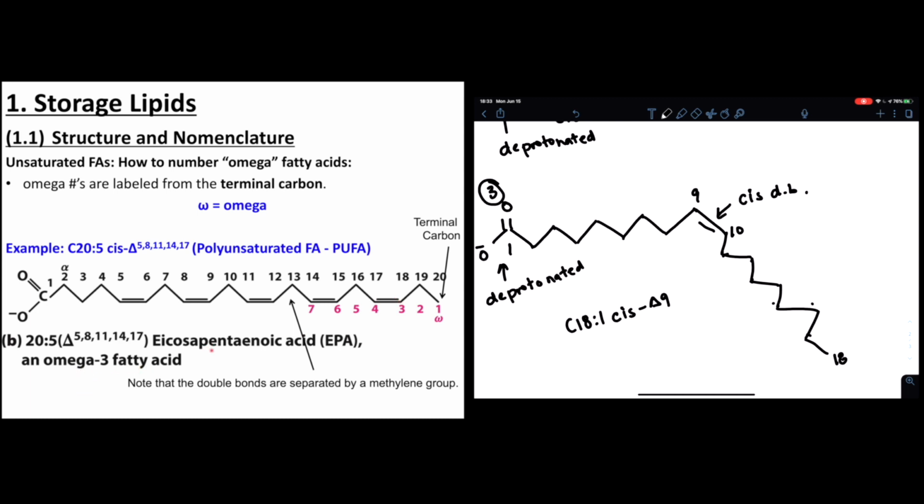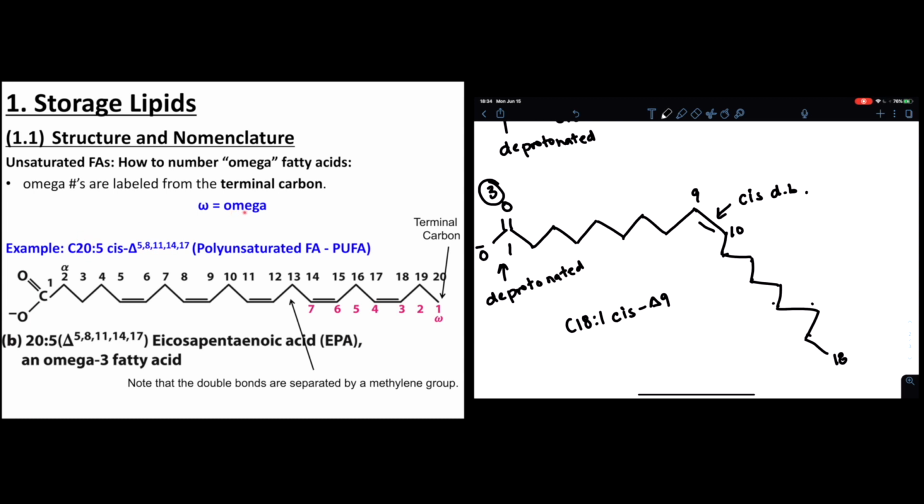It has a common name called eicosapentaenoic acid, EPA, but it's an omega-3 fatty acid because the omega notation tells us that at the omega-3 carbon, this is where the cis double bond occurs. Now, the omega notation is not nearly as detailed as the CN:(X) notation, right? Because in this notation, it tells us exactly where the positions of the double bond is.